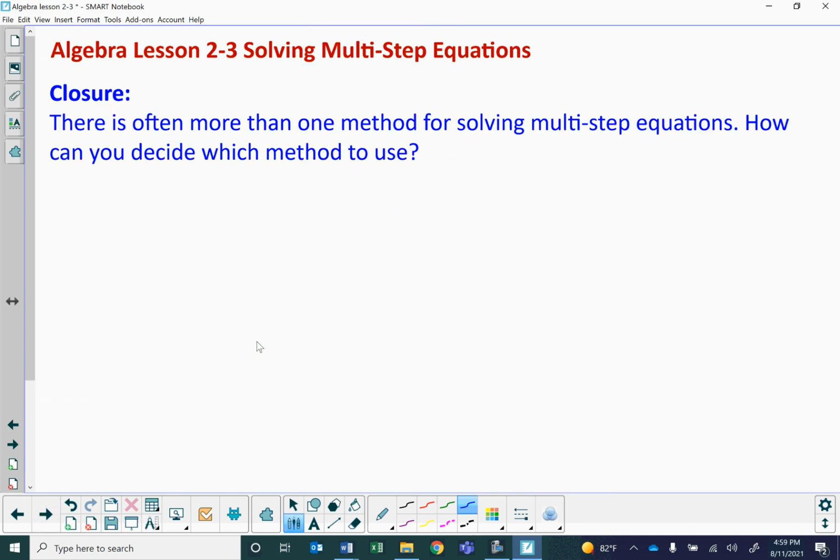All right, our closure question for this, please answer this in your notes. Please write a complete answer. There's often more than one method for solving multi-step equations. How can you decide which method to use? Answer that in your notes, please.